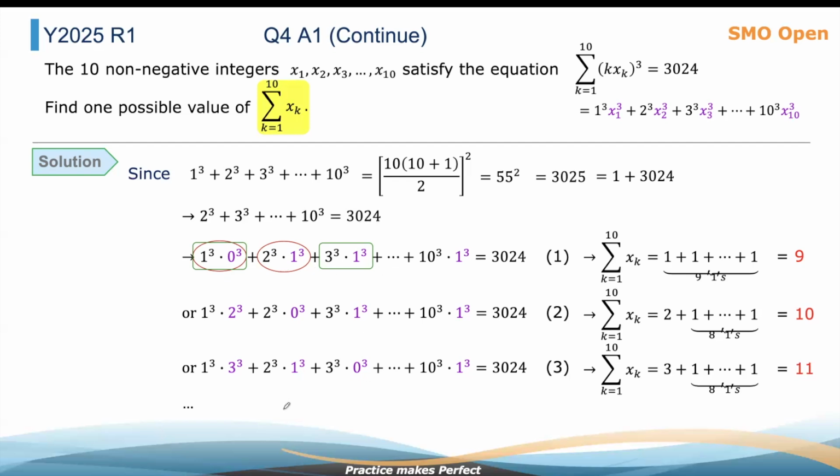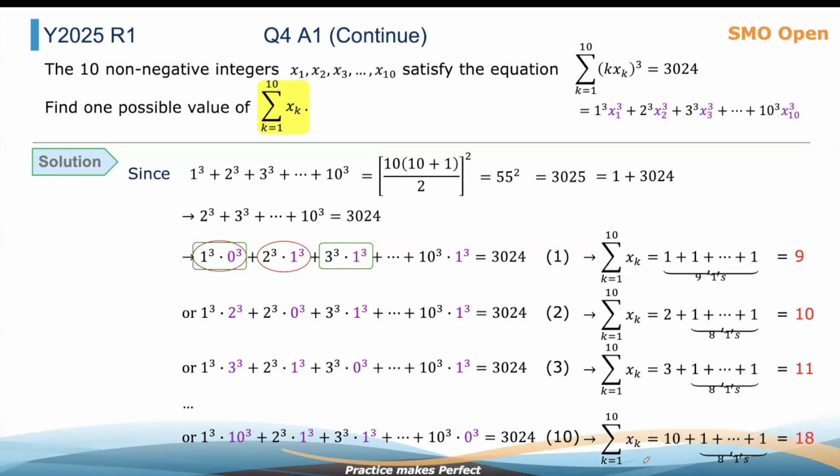So in the last, we can exchange the first one and the 10th one. The sum is in this form. So here, x1 is 10, x2 is 1, all the way to x9 is 1, and x10 is 0. So we get a new sum, which equals 18. In this method, we can get 10 different possible values.